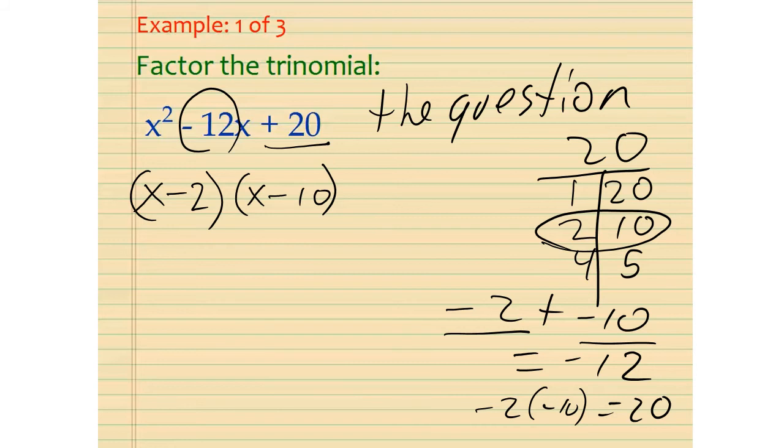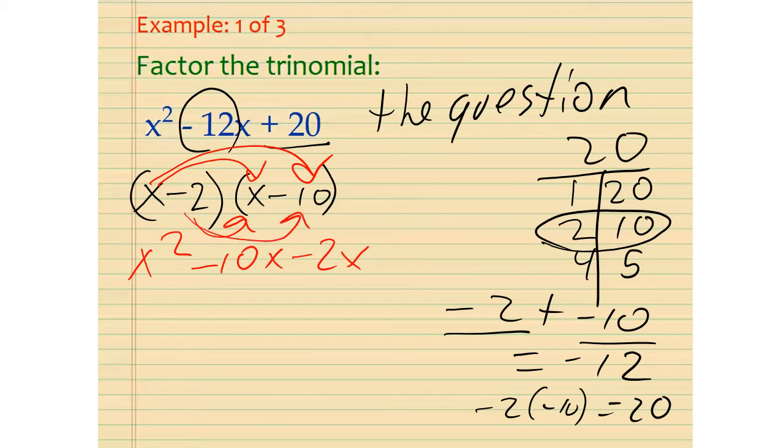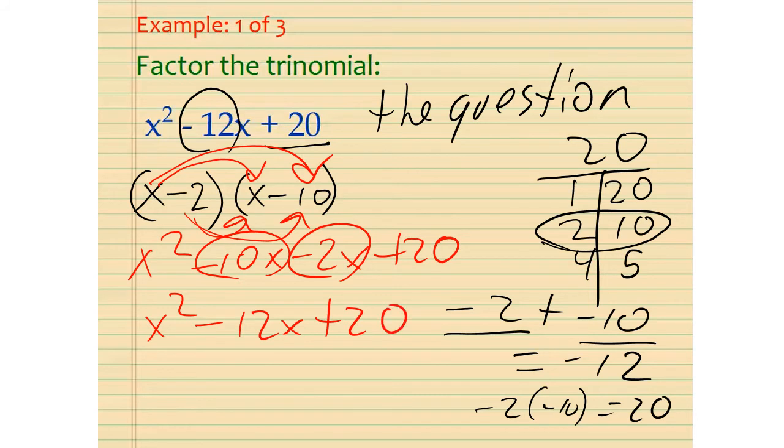X minus 2 times x minus 10. If I FOIL it to find out if I did it correctly, x times x is x squared. X times negative 10 is negative 10x. Negative 2 times x is negative 2x. And negative 2 times negative 10 is positive 20. The two middle terms add together, and I get x squared minus 12x plus 20, and that's what I started with. That's how you factor a trinomial.